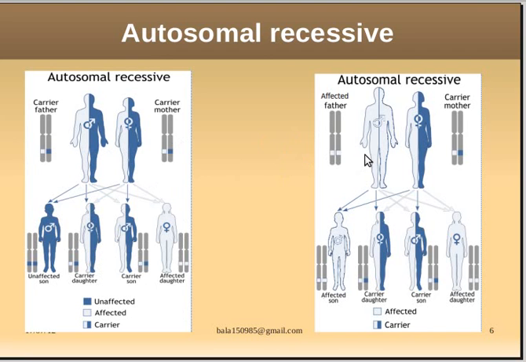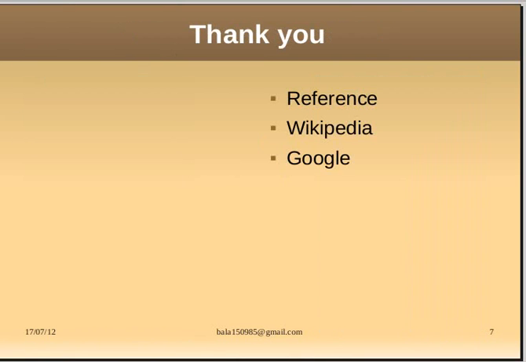Okay. In case 2, this is just an extension. Say if one person is completely affected with SMA and the mother is a carrier, then the chances are 50% of the offspring is going to be affected and 50% is going to be a carrier.